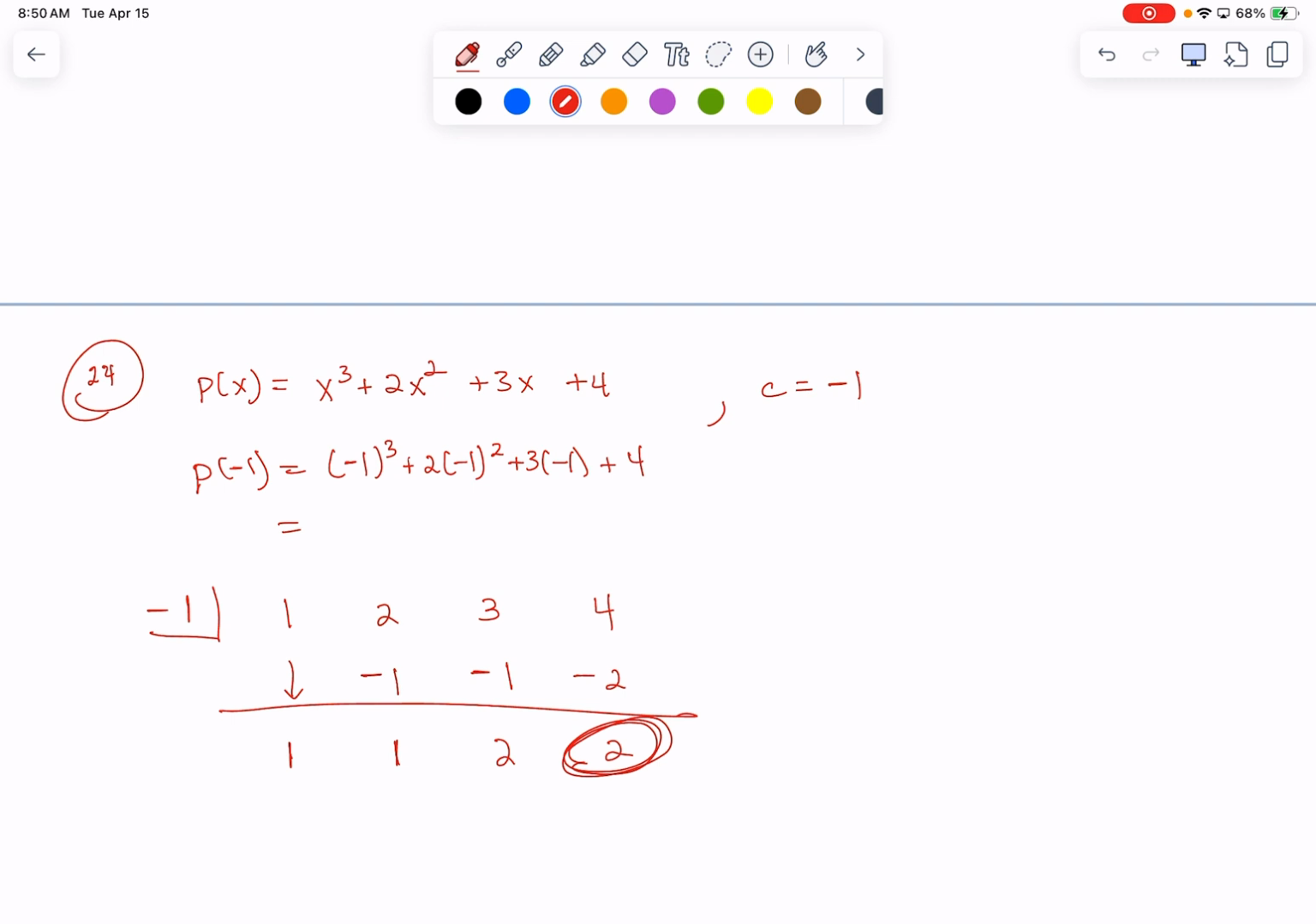No, so we know P of -1, if we were to actually type this in on the calculator, it should equal what? Check it with your calculator right now. I do want you to type it on the calculator. Is the answer to P the remainder? Yes. That's why you want the remainder to equal 0.